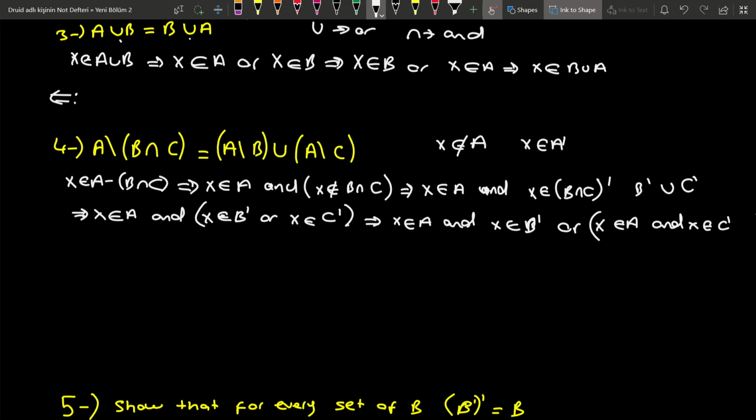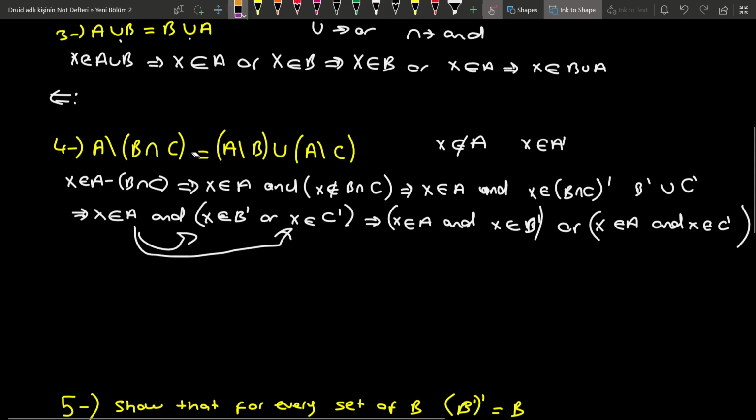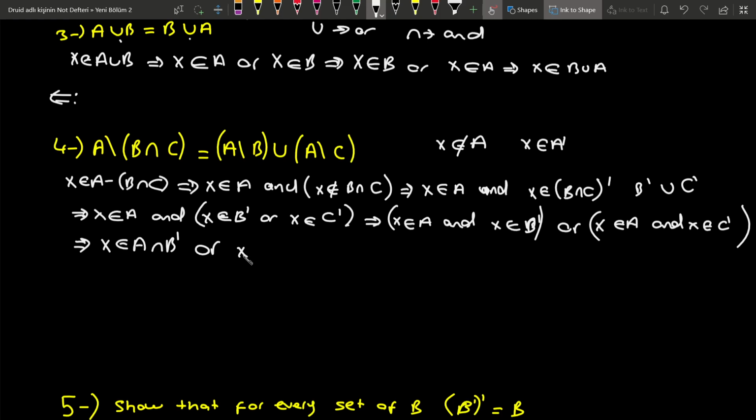So what did we do? We just did it how we do it in math. So you can do it with sets as well. It will work fine. Therefore, for x belongs to A and x belongs to B complement, we get x belongs to A intersection B complement, or x belongs to A intersection C complement.